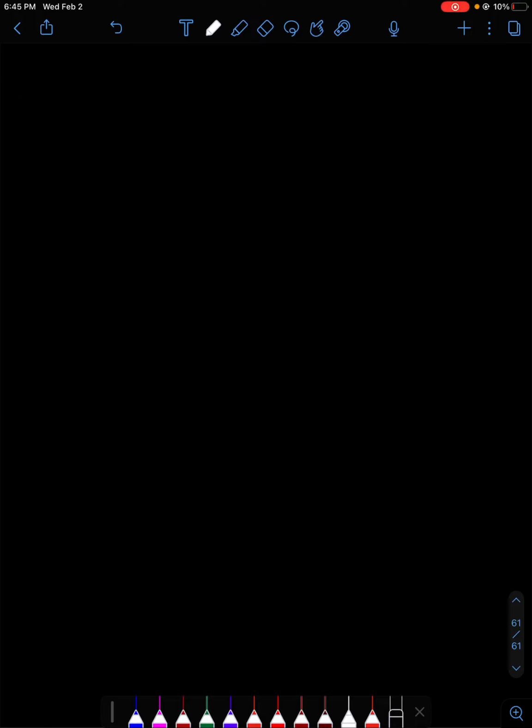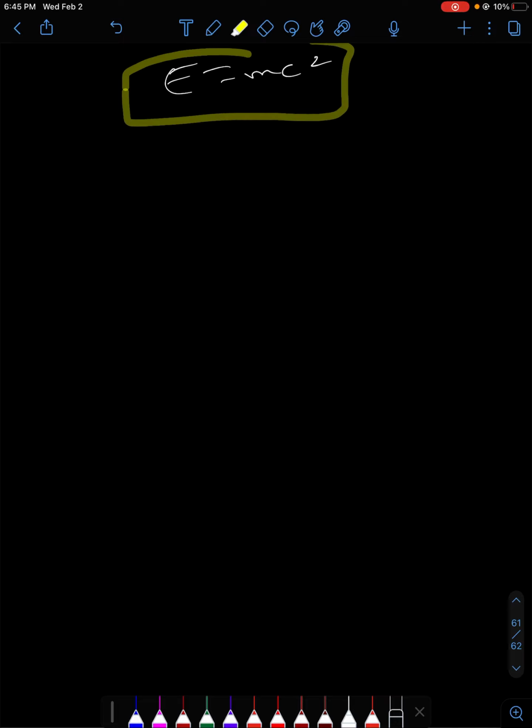Hello everyone, today we are going to derive E equals mc squared. Let's begin. So first of all, E equals mc squared, it's a pretty famous equation. It just says that the energy of some system is the mass of the system times the squared value of the speed of light. That's just it, and let's derive it.